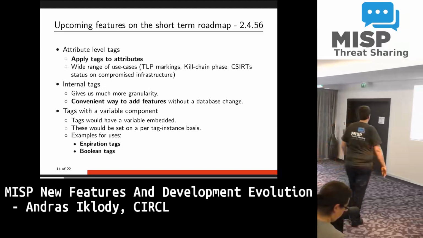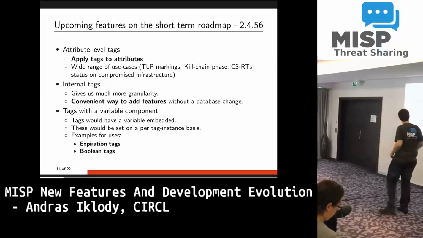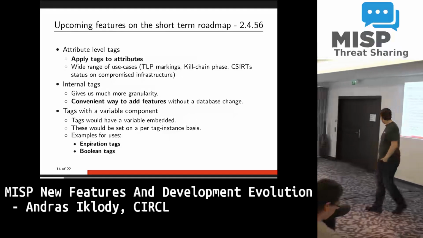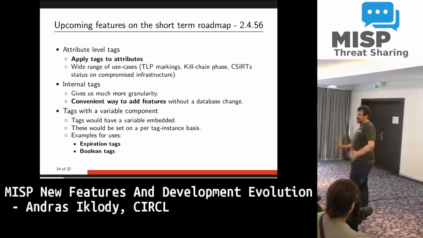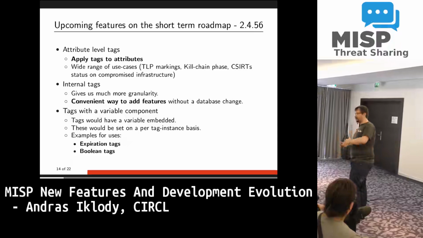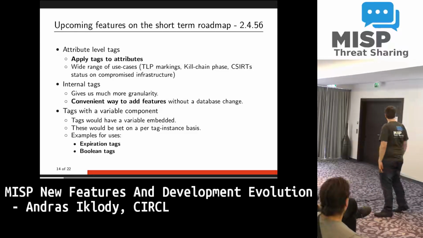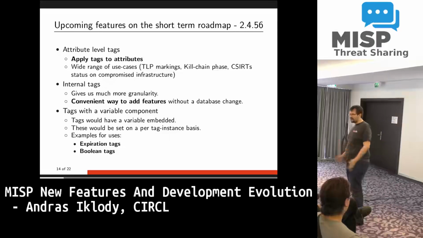And for 2.4.56, this is already venturing a little bit into the slightly longer term plan, so this might already change a bit. One of the big things that Alexander had mentioned was attribute level tagging. So the idea with this is, right now you can tag events, and it's really useful. You can use it to block what's being exported, so you can set up filters for your API, for your tools that fetch data from MISP. But it's not granular enough, so we want it on attribute level too.